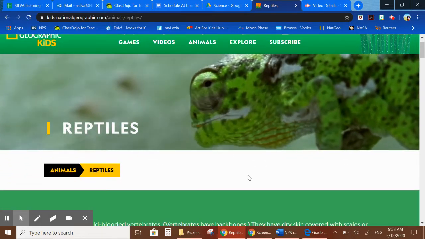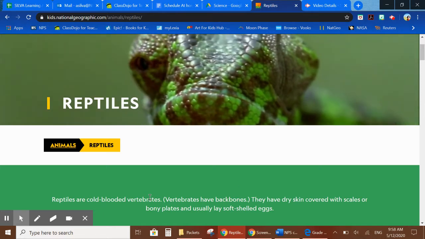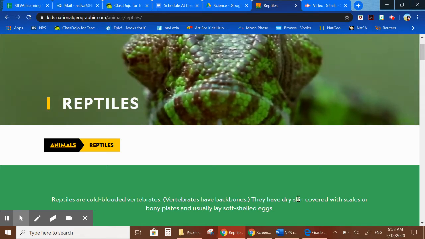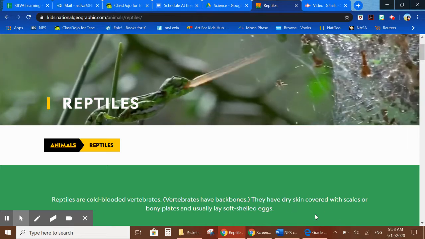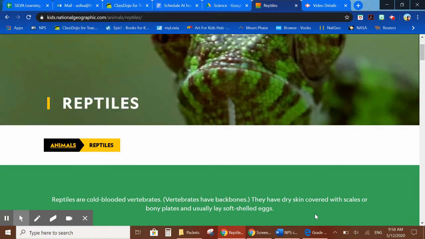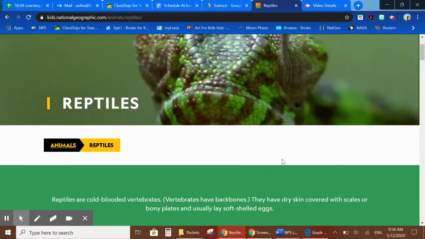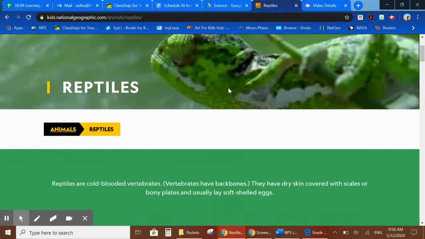So check out this reptile. Reptiles are cold-blooded vertebrates. Vertebrates means they have backbones. They have bones in their back, just like us. But that's about where the similarities end, right? Because they have dry skin covered with scales or bony plates, and they usually lay soft eggs.